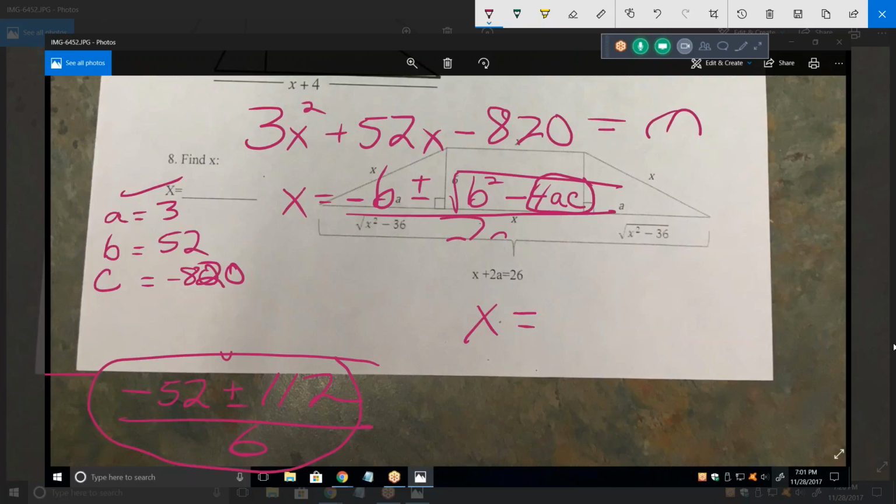Okay, so now we got 60 divided by 6. So one value for x is 10. What's the other value for x? Now you have to do minus 52 minus 112. That's minus 164 divided by 6. What is that? Negative 27.3. Now, which one of those answers doesn't make any sense? The negative 27.3. So we throw it out.